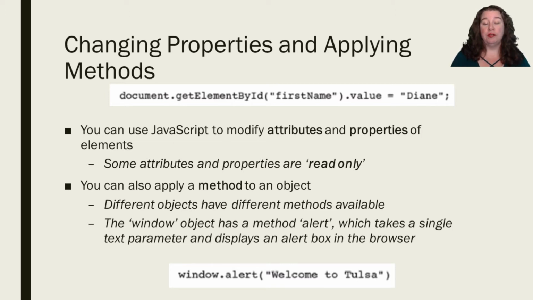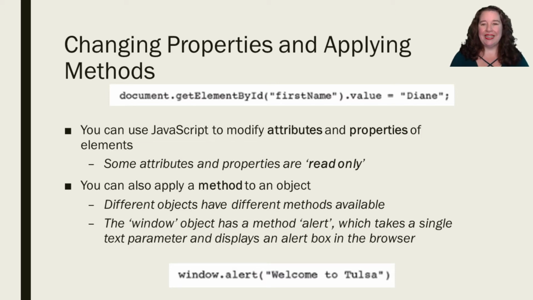You can use your JavaScript to modify attributes or properties, although remember, there are some attributes and properties that are read-only. You can't always change things. You can usually get them, so I can use document.getElementById first name .value to get the value. So I could say variable x equals, and we'll talk about variables in a second.